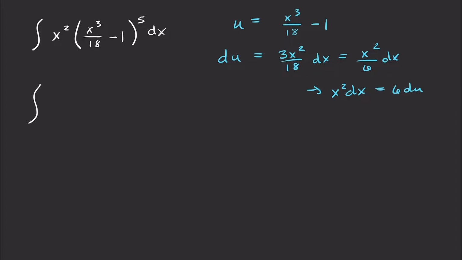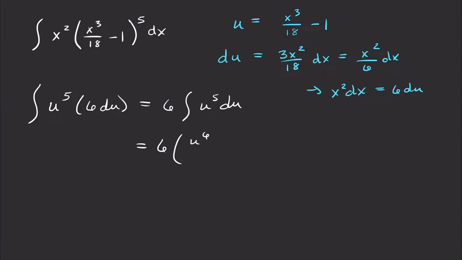And so now if we substitute, everything in parentheses is going to become u raised to the 5th power, and then x squared dx will be replaced with 6 du. So this becomes 6 times the integral of u to the 5th du, or 6 times u to the 6th divided by 6 plus c. Our 6's are going to cancel, and we just get x cubed over 18, not plus, but minus 1, raised to the 6th power plus c.